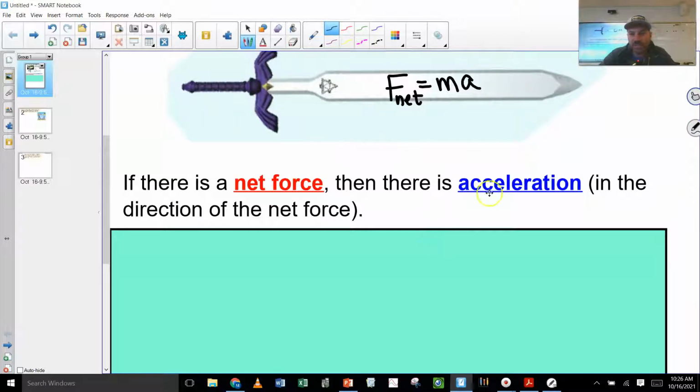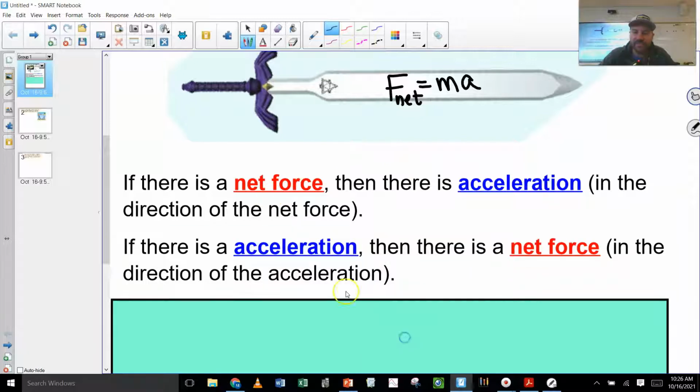We can switch these words around. If there is acceleration, then you can conclude there's a net force in the direction of that acceleration. Whatever way it's accelerating, not whatever way it's moving, be very, very careful. Whatever way it's accelerating, look for the acceleration. If it's accelerating forward, then the force in the forward direction is bigger. If it's accelerating backwards, the force backwards is bigger.